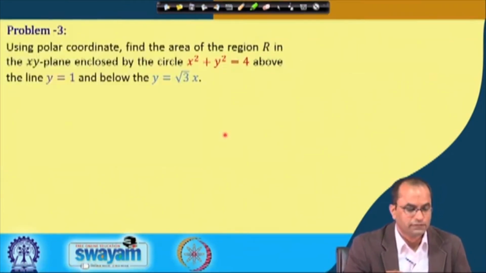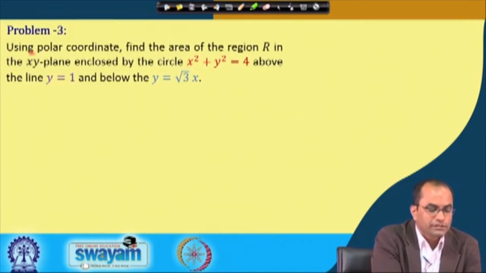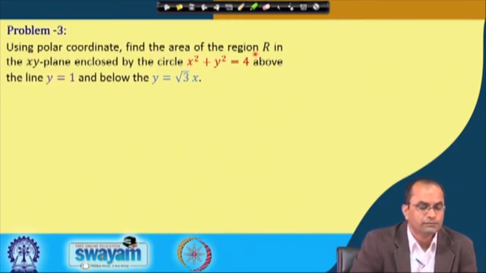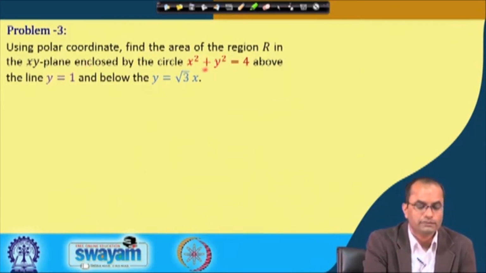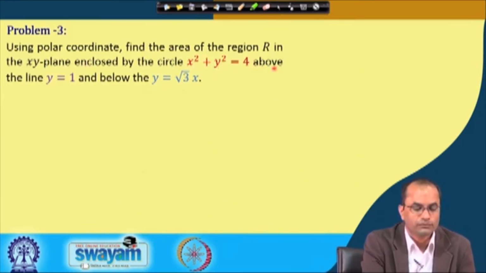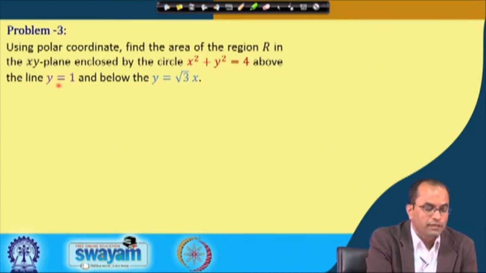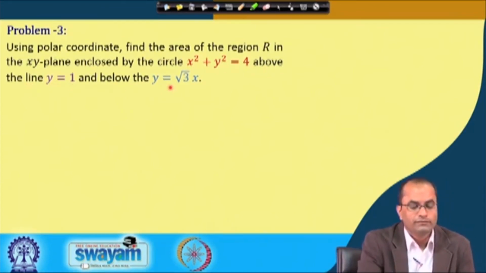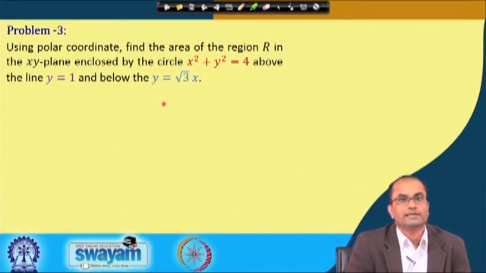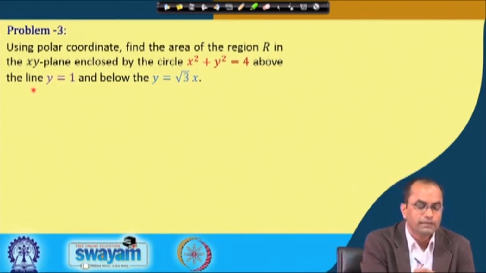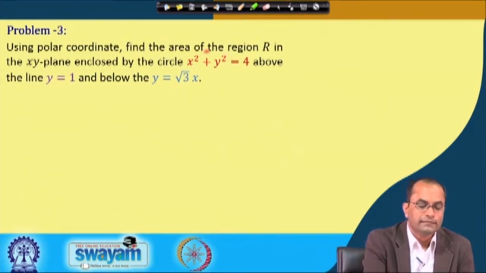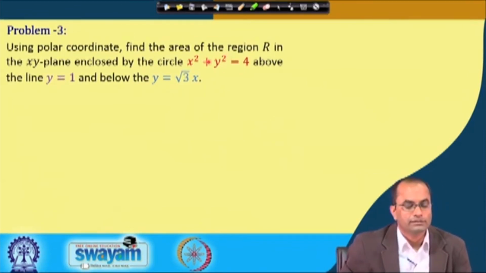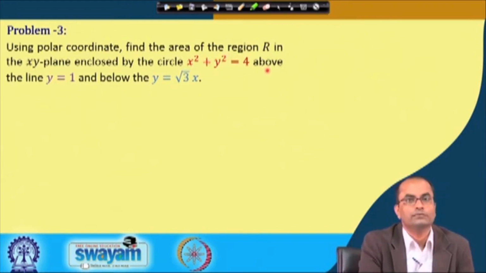So, coming to the next problem, problem number 3. Using the polar coordinate, we will find the area of the region R in the xy plane enclosed by the circle x square plus y square is equal to 4, above the line y is equal to 1, and below the line y is equal to square root 3 x. So, we have two lines, y is equal to 1 and y is equal to square root 3 x, and then the circle x square plus y square is equal to 4.